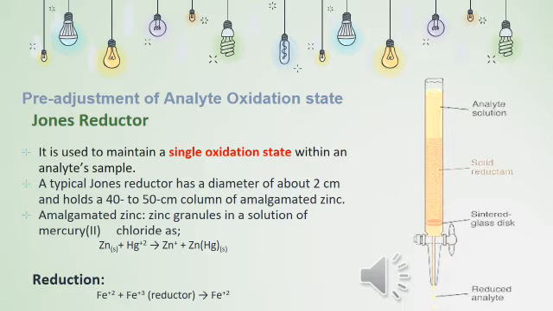You can also see the diagram of a reductor where a solid reductant is filled first and the analyte solution is added above it. As you know, reduction is the gain of electrons. So in this step, the oxidation state of iron gets changed from +3 to +2 by the gain of an electron by using the reductor.